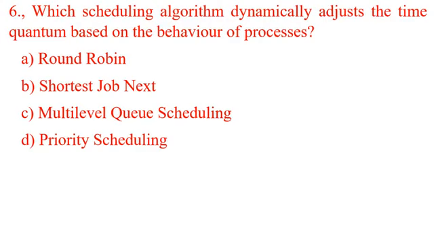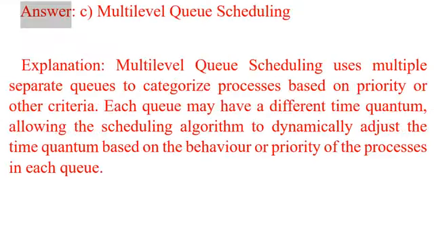5, 4, 3, 2, 1. Answer: C. Multilevel queue scheduling.